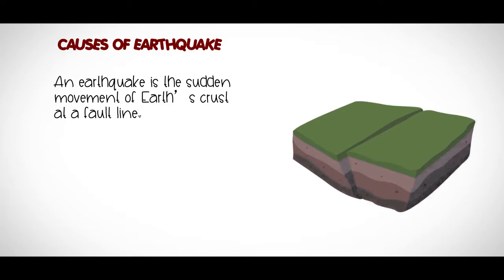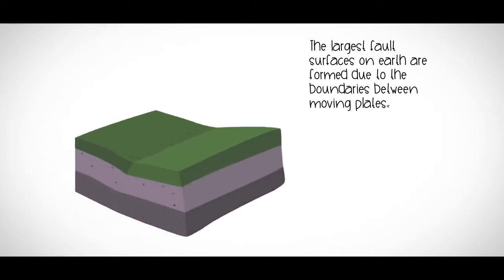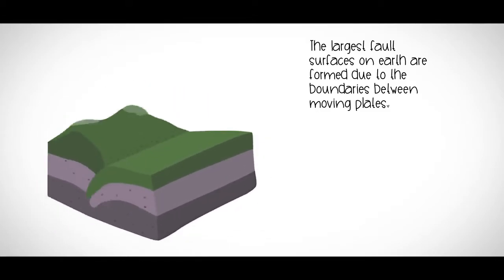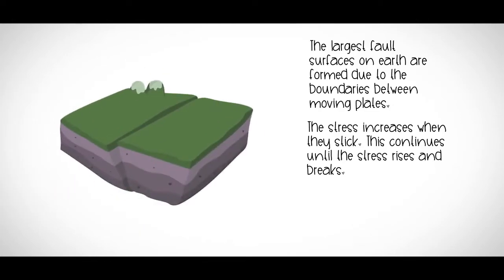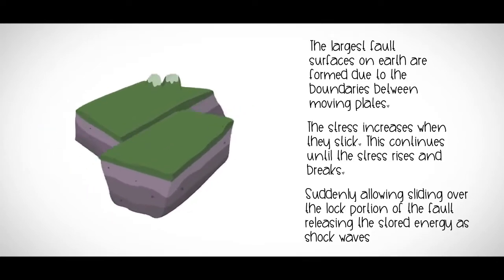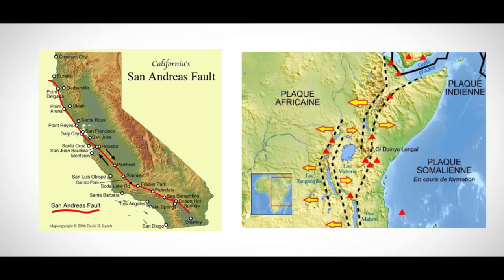So what are the causes of earthquakes? Earthquakes are caused by sudden tectonic movements in the Earth's crust. The main cause is when tectonic plates ride over one another. The largest fault surfaces on Earth are formed due to the boundaries between moving plates. The stress increases when they stick. This continues until the stress rises and breaks, suddenly allowing sliding over the locked portion of the fault, releasing the stored energy as shock waves. Such faults are the San Andreas Fault in San Francisco and the Rift Valley in Africa.